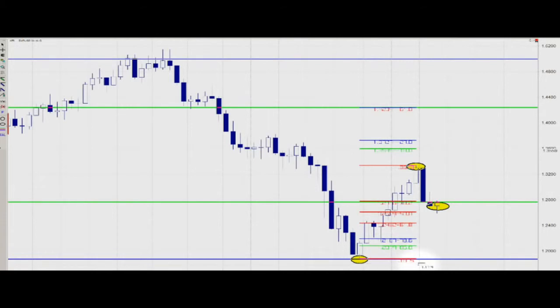Now, what's neat about Fibonacci is that you can place your stop below the previous low. For those of you who do not know what that is, basically, if the market is to take out the previous low, that means you have to close out of the market, which means the market is no longer going your way.